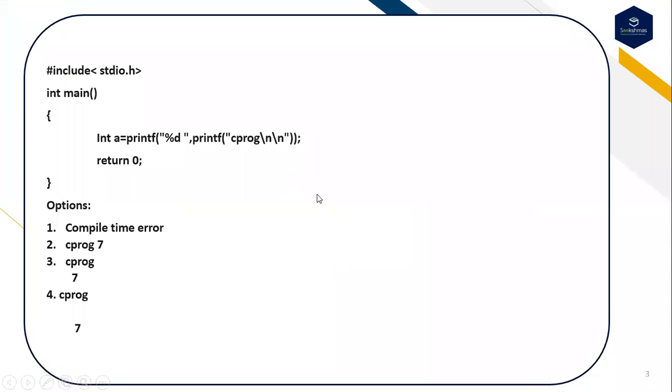And this is the second question. So int main, int a is equal to printf percentage d. Here I have implemented the inner printf again, followed by C program \n\n, and these are all the options I have given: compile time error; C program followed by a space followed by 7; C program, and on the next line 7 will be printed on the screen; and C program followed by 2 lines, then 7 will be printed on the screen. How many of you answered properly for this question? What exactly is the output of this code?